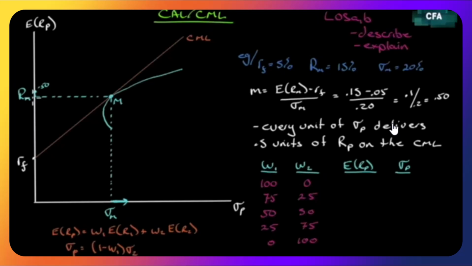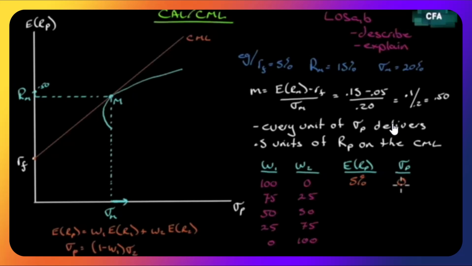Okay. So every unit of standard deviation delivers 0.5 units of expected return on the capital market line. So I'm going to show you how this works, and we can do it in a very quick way, and then we'll do it with the formula just to show what's going on. Let's say we're 100% in the risk-free asset over here, and 0% in this particular asset. What is our expected return and standard deviation? Well, that's just the risk-free asset. We know that's 5%, and the standard deviation of that is 0.